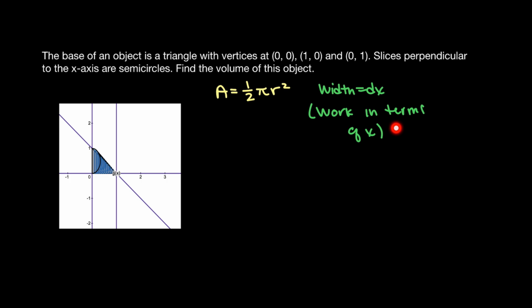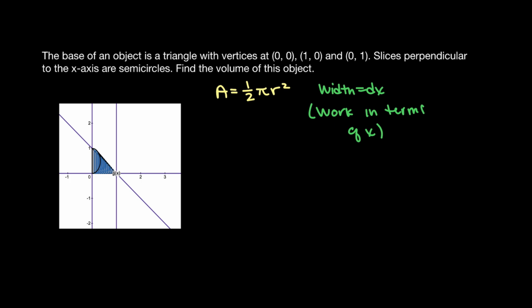That tells me that when I do this problem, I am going to be working in terms of x. And my integral is going to have a dx. I have to work in terms of x. So the next thing I'm going to do is figure out what is the area of a cross section of this object. I know that the area of a circle is pi r squared. So the area of a semicircle would have to be half of that, 1/2 pi r squared.